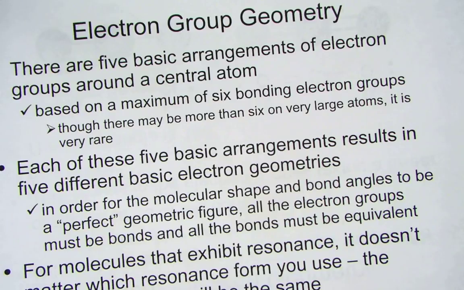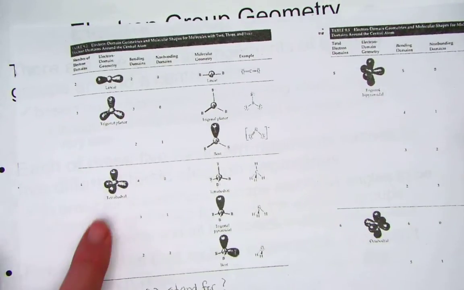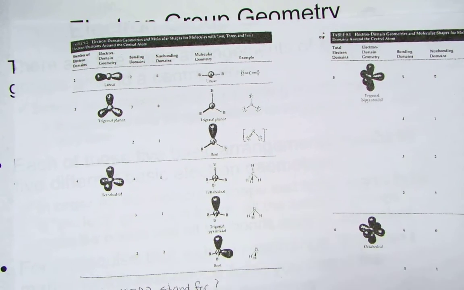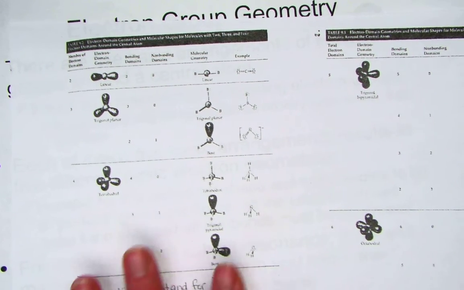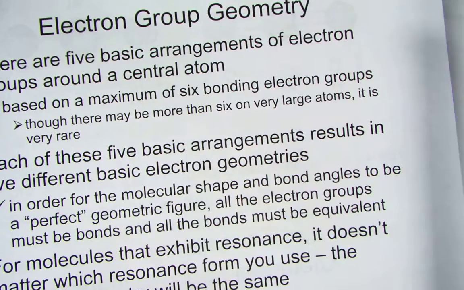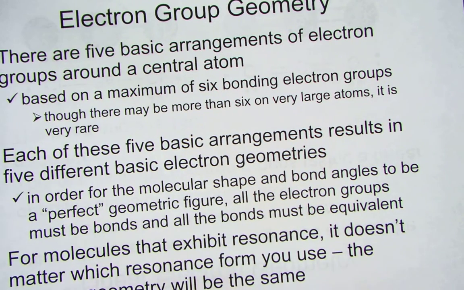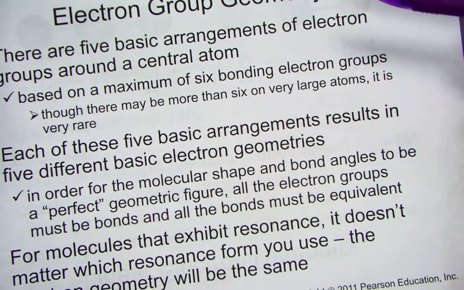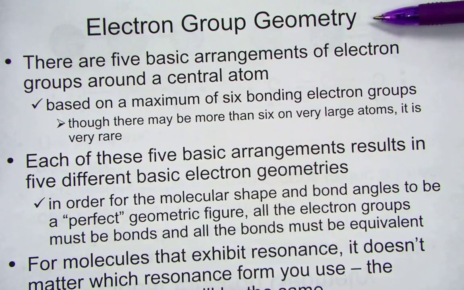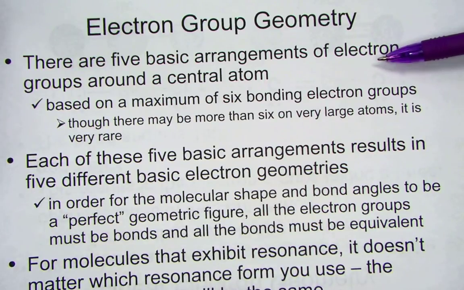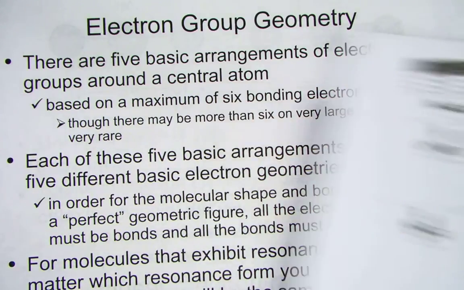Electron group geometry. Oh, by the way, that's the direction we're heading, taking each one of these geometric shapes and just kind of going through examples of each. This is a chart from our text, coming up in the notes one at a time. So, just to show electron group geometry one at a time, we have 5 basic arrangements of electron groups around the central atom. 5 different ways they can arrange themselves.